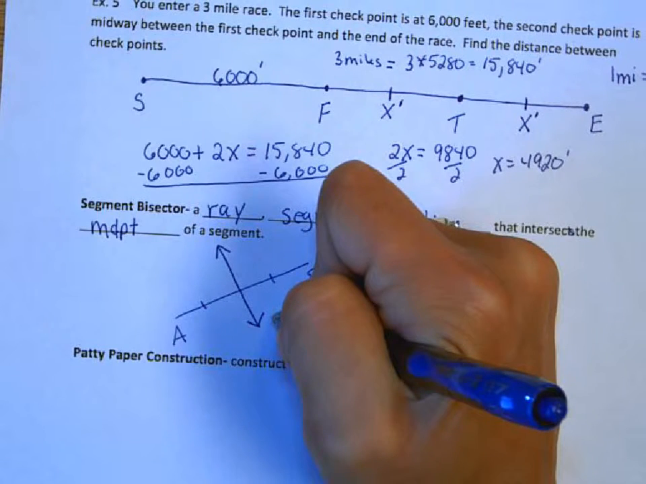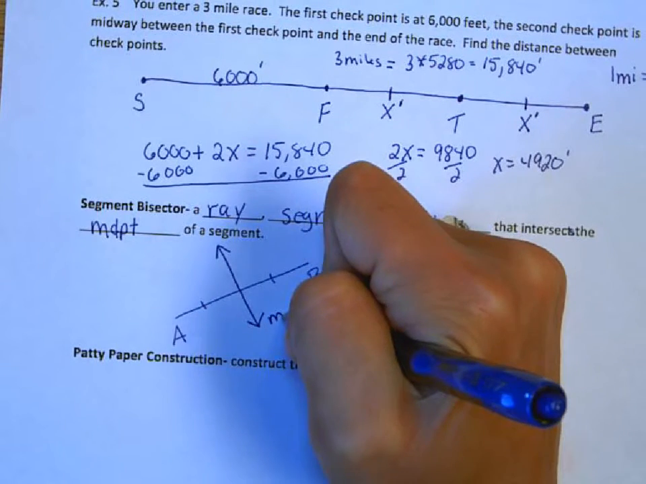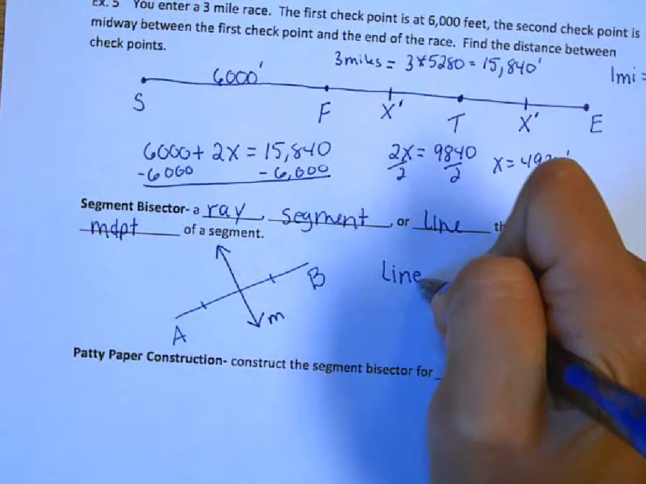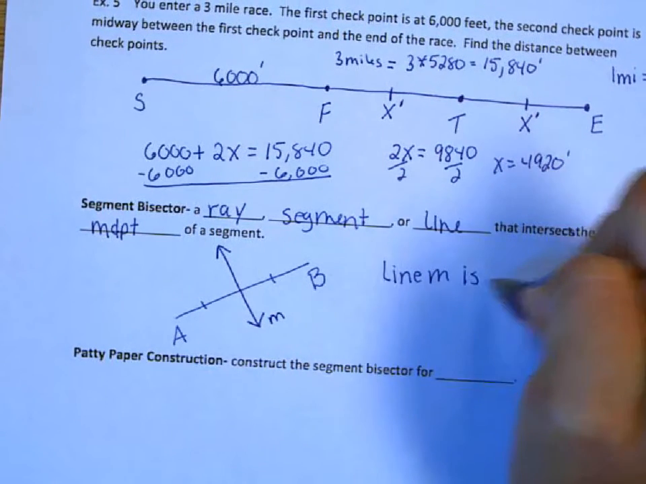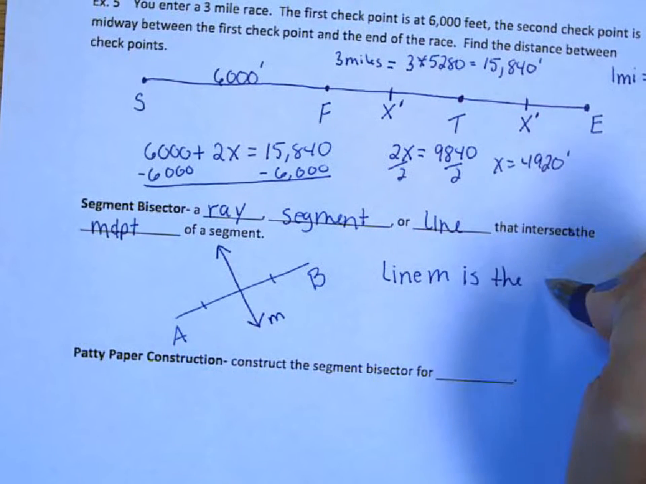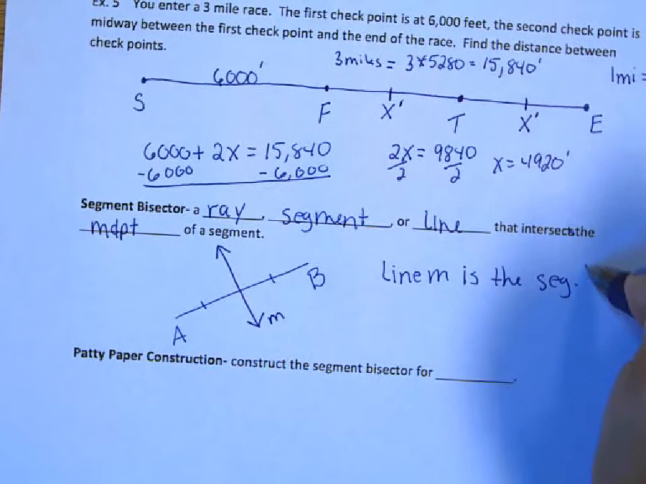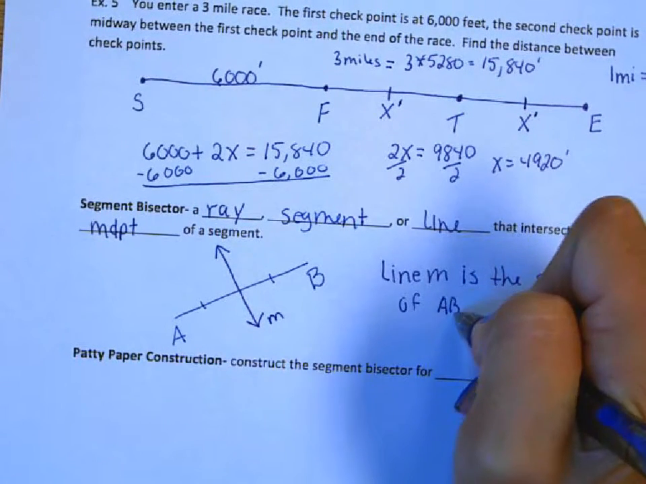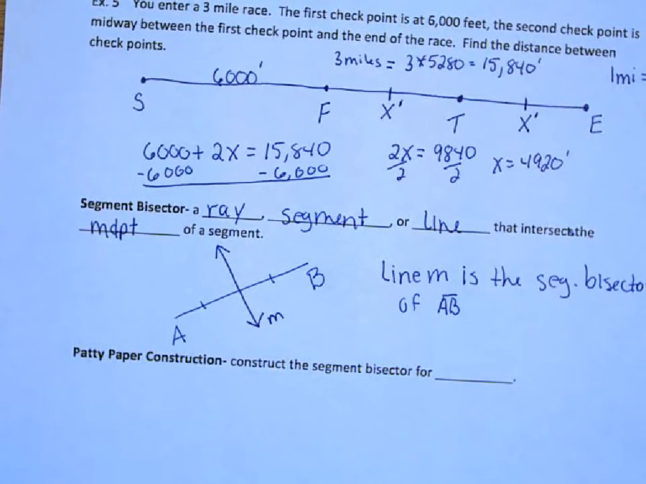So I'll call it line M. So we'd say line M is the segment bisector of segment AB.